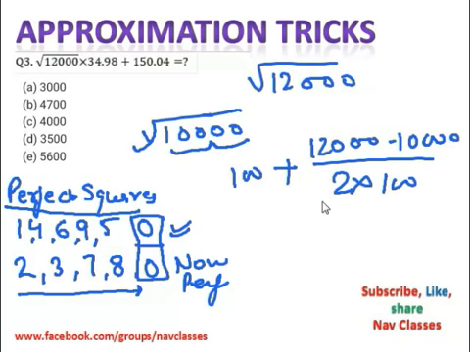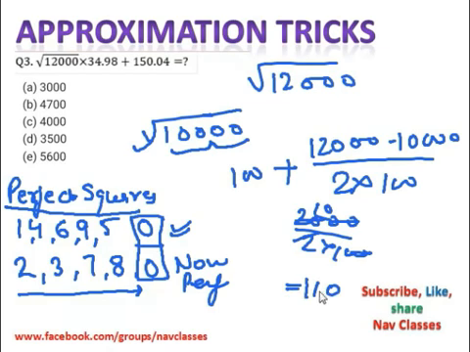So if we cancel this out, it will come 2000 divided by 200. So if we cancel it, it will come 10. So 10 plus 100, 110. So we got the answer in case of non-perfect squares. So today we again revised all tricks of squares, square roots, perfect squares and non-perfect squares.